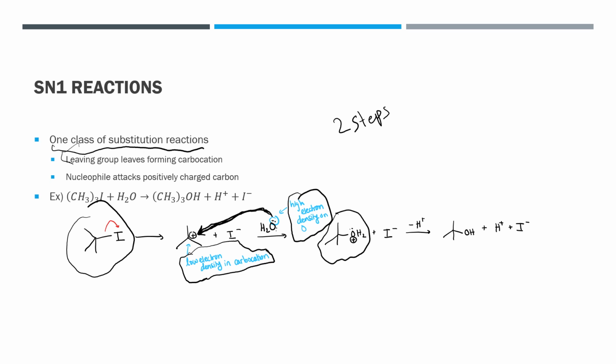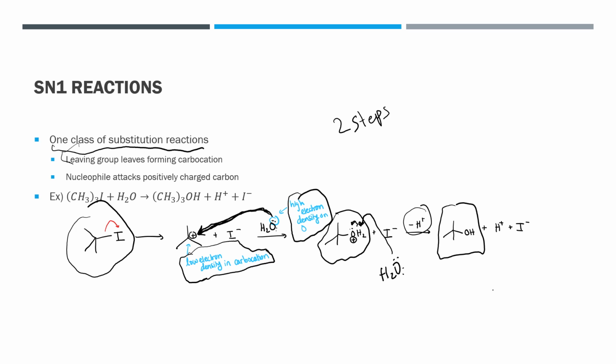That's just what happens when I take my lone pair on my oxygen and attack the carbocation and form a bond there. And finally, we have a deprotonation step that occurs. So another water molecule might come in solution and deprotonate that OH2, and that forms an alcohol.